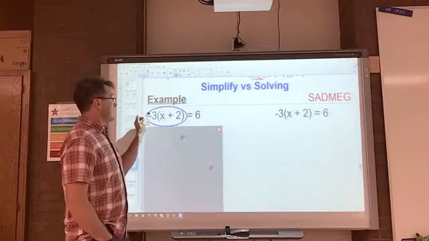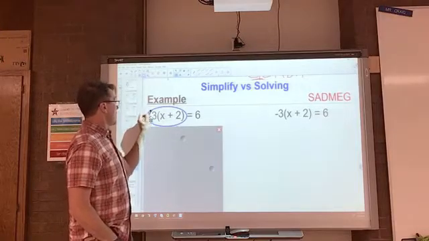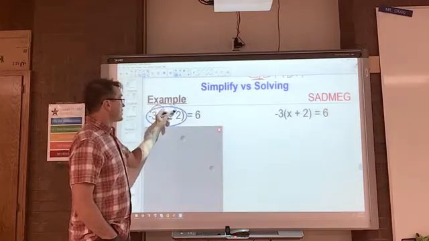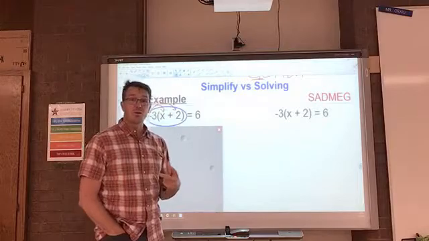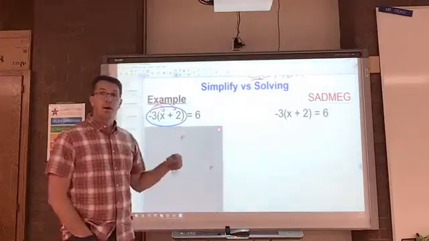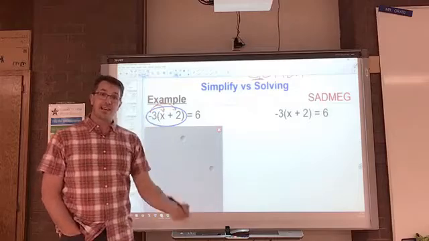You take the number on the outside and you distribute. And so we can do it with arrow language. We're doing -3 times x, then -3 times 2. But the big mistake I see with students with this one is that they sometimes will distribute to the first term, but they forget to distribute to the second term.